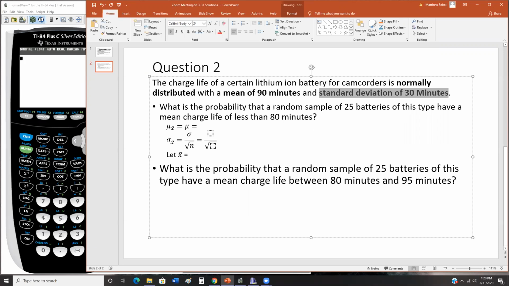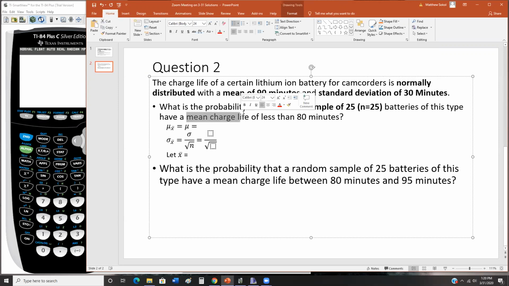What is the probability that a random sample of 25 batteries, so I'm telling you a random sample, has a mean charge life less than 80 minutes? Here I'm giving you a sample size of this type of camcorder battery, and I'm asking you the probability the mean charge life is less than 80 minutes. Does this problem seem a little bit different than question 1? And if so, how is it different? It's different because instead of taking one sample, we're taking 25 samples.